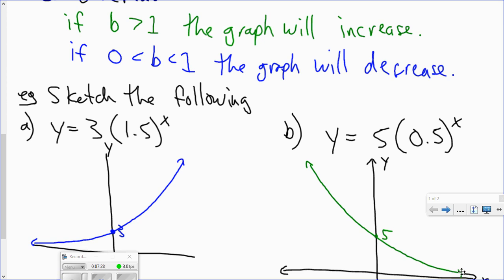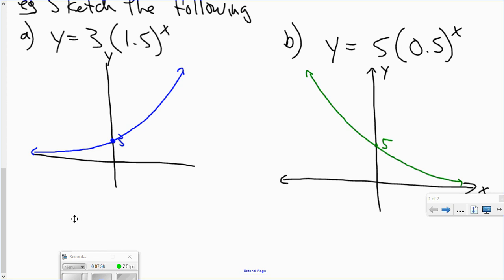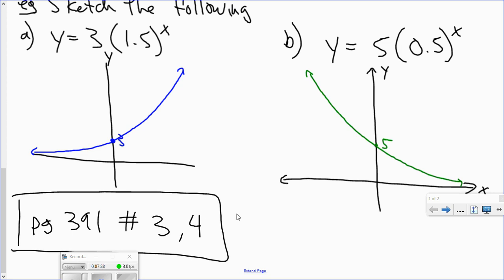And that's all we're doing for our graphs today. What you need to be able to do is you need to be able to sketch these things. So what I want you to do is I want you to take a look at these questions on page 391, and you're going to do questions number 3 and 4. Good luck.